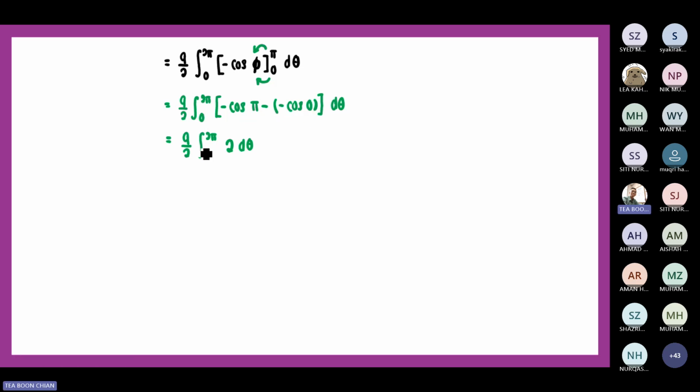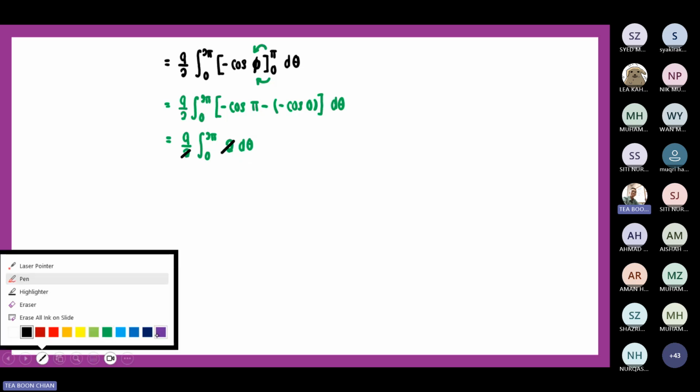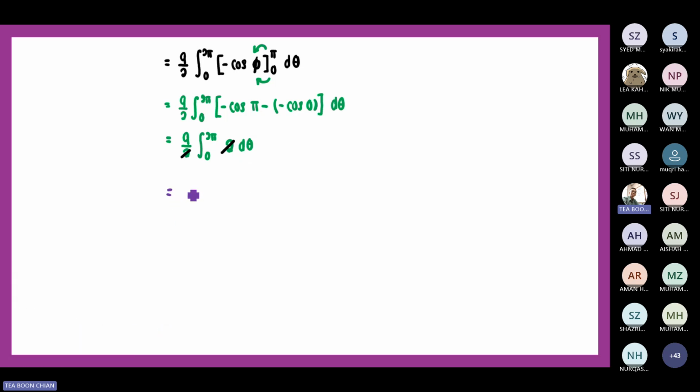So eventually, you'll notice that 2 and 1 over 2 can be simplified. So this last integration eventually gives you integrate with respect to theta, gives you 9. Theta is substituted from 0 to 2 pi. Eventually, you have 18 pi as the surface integral for the sphere in this question.